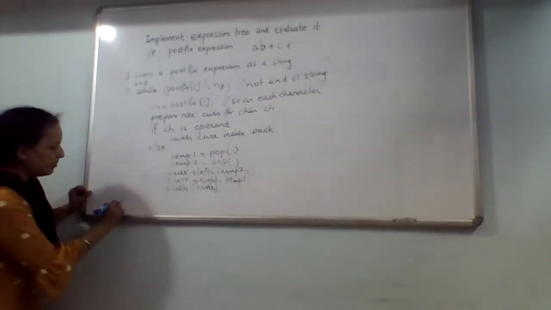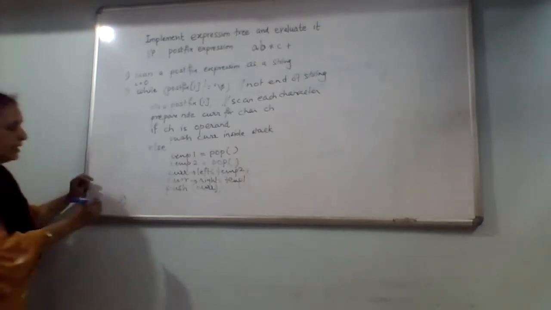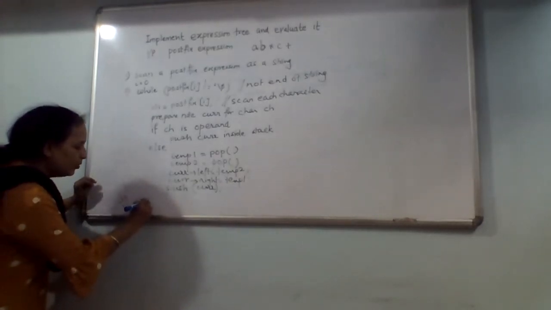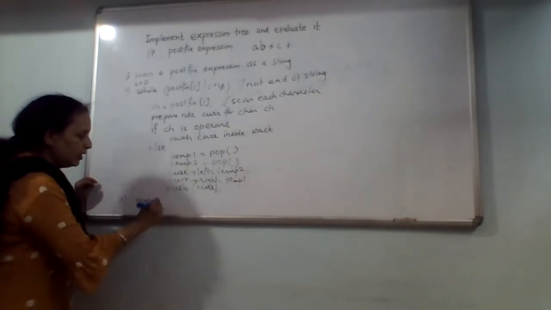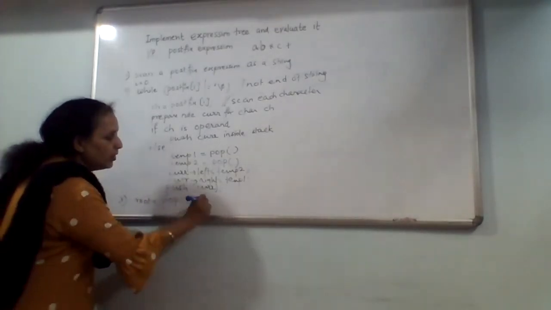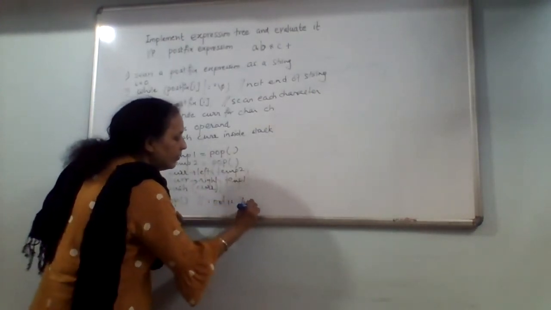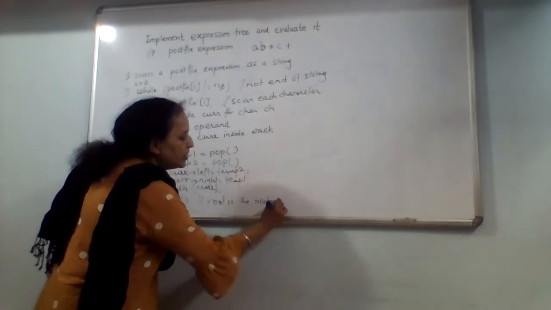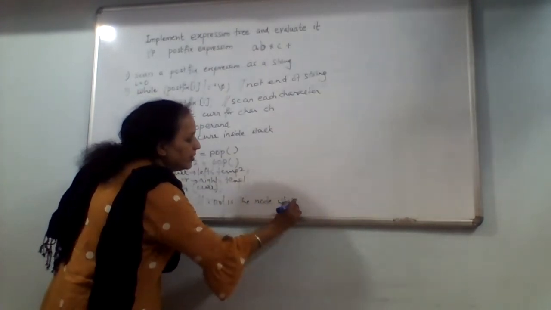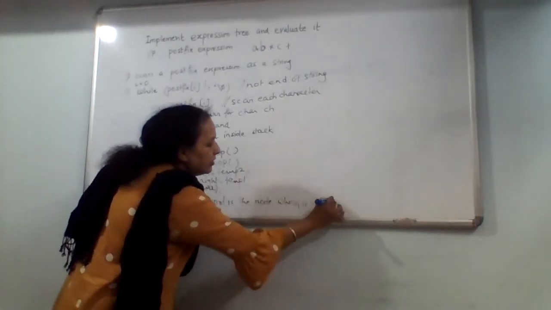Now the third step, if we have got the end of the string, then we have to say root is equal to pop, or root will be the node. Root is the node which is at the top.